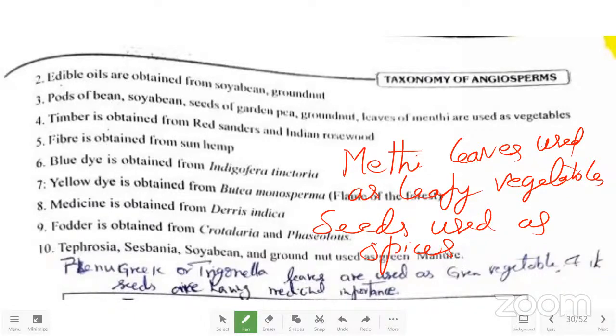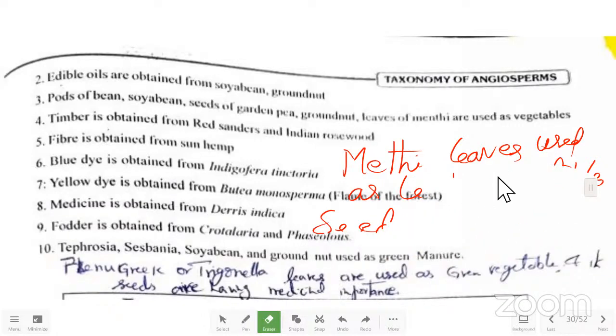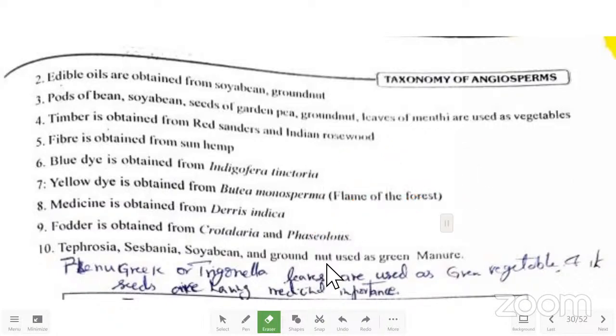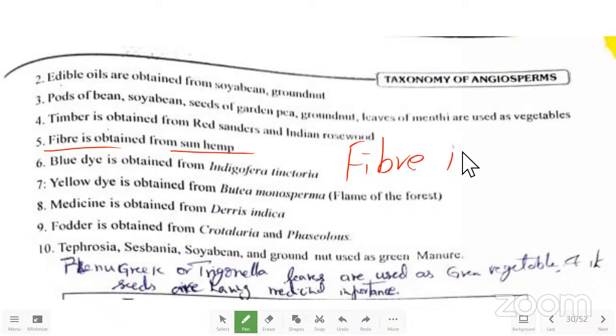Next comes that we can make green manure with Sesbania. Sesbania is used for making green manure, and fiber can be extracted from sun hemp.